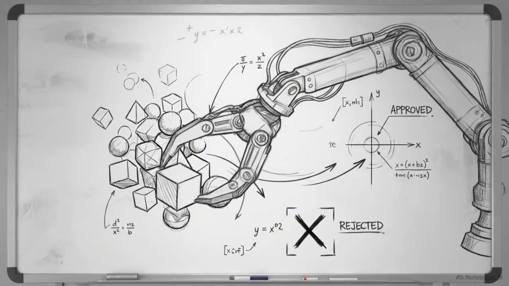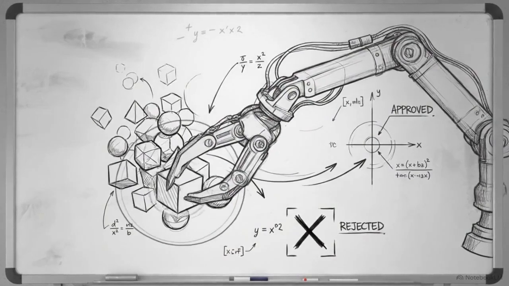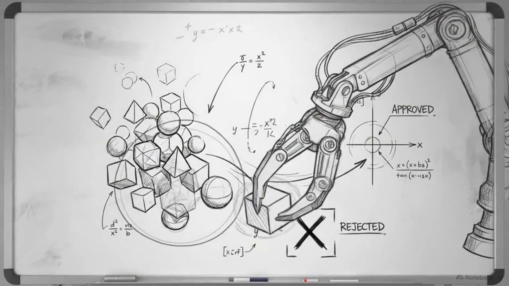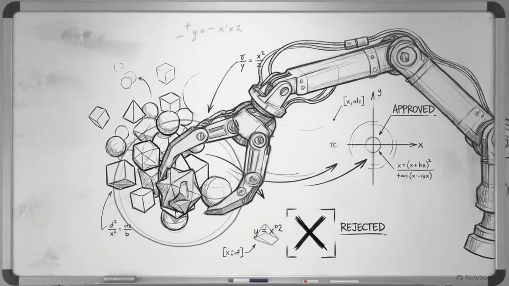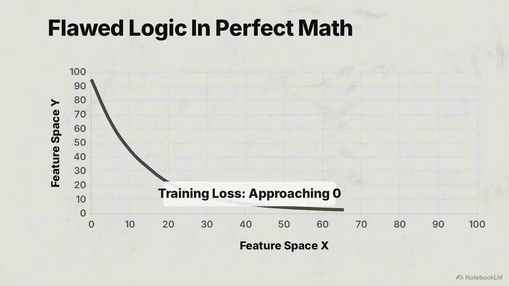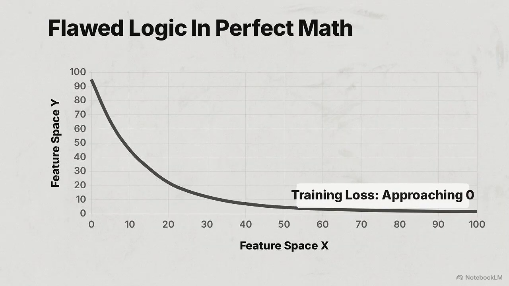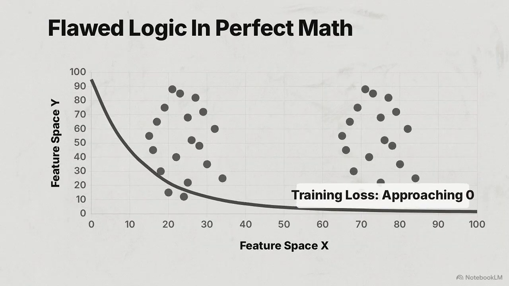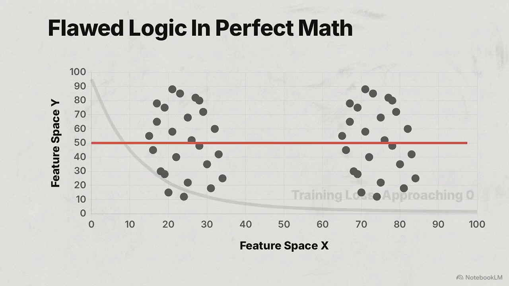This sorting algorithm is fast and efficient. It meets every mechanical target, yet systematically rejects viable objects due to an invisible flaw in its instructions. This is the paradox of machine learning. A model can achieve perfect convergence and low loss metrics during training, while remaining fundamentally broken in its logic.